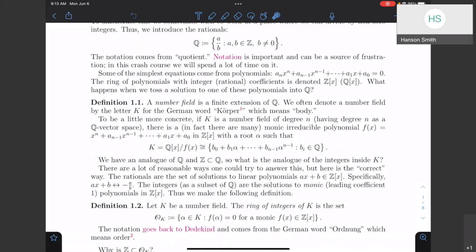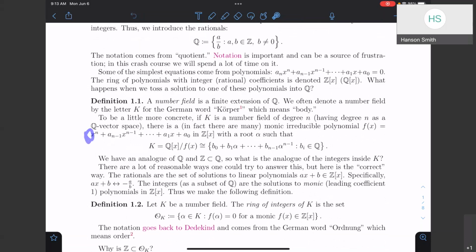What I can do is find a monic irreducible polynomial. Monic means leading coefficient 1, and I'll be really interested in monic polynomials. I can find it in the integers, and I'll let alpha be some root of that polynomial in the complex numbers, say. Then I can take Q adjoin X and mod out by this polynomial, declare that polynomial to be equal to 0, and see what I get. And I'll get something that looks like this.